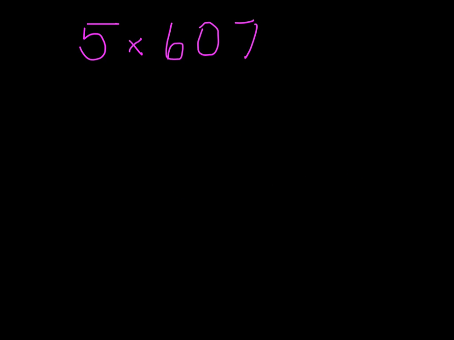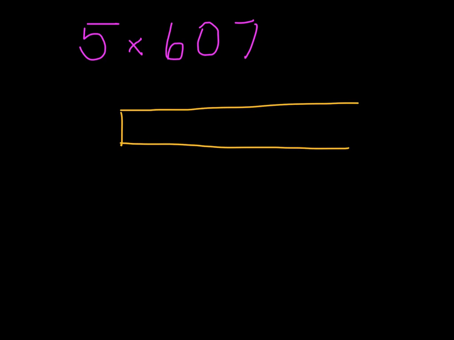Okay, let's look at 5 times 607. First of all, I'm going to draw my box to put my 607 in. This time I don't have any tens to separate out, but I do have 6 in the hundreds place, 0 tens and 7 ones, and I'm multiplying them by the factor of 5.